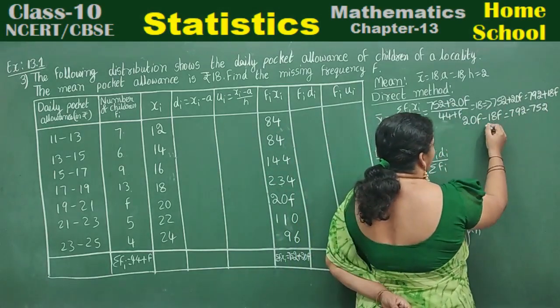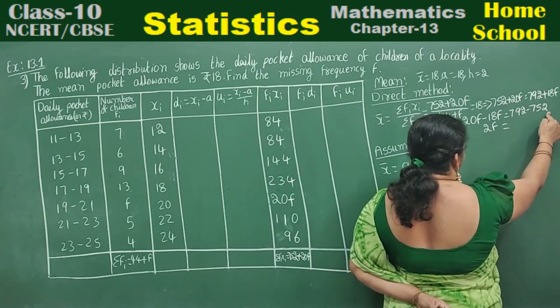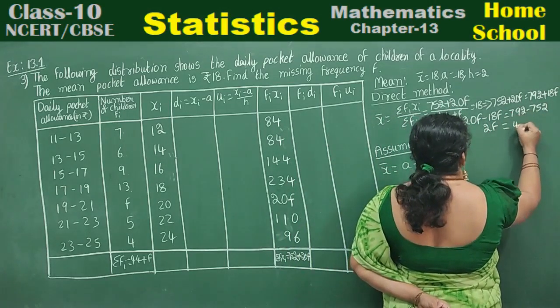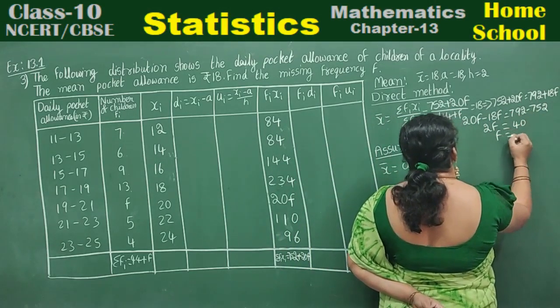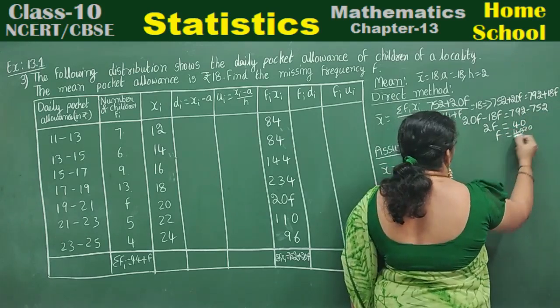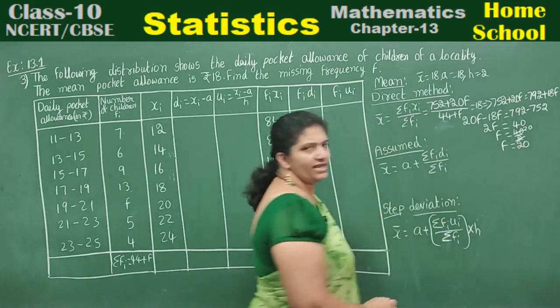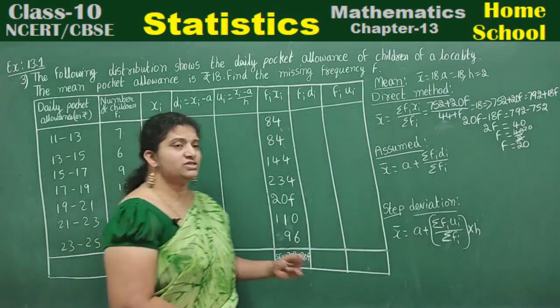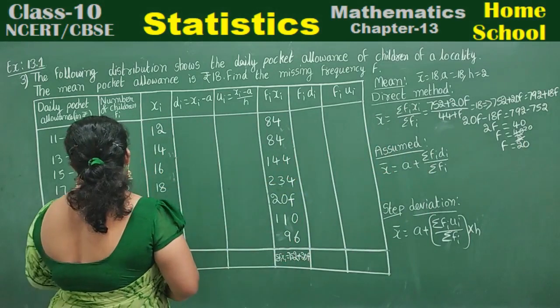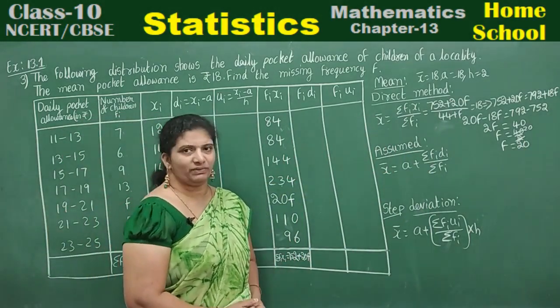20f minus 18f will be 2f. 792 minus 752, it will be 40. f is equal to 40 by 2, 2 20s. Therefore, the missing frequency is 20. Means 20 children are going to get a pocket money of 19 to 21 rupees.